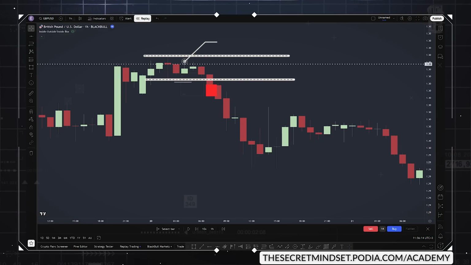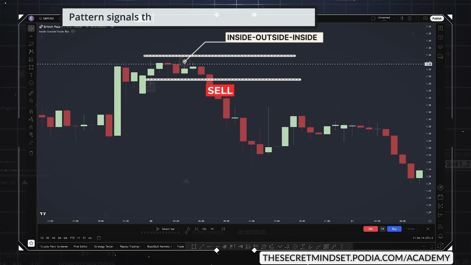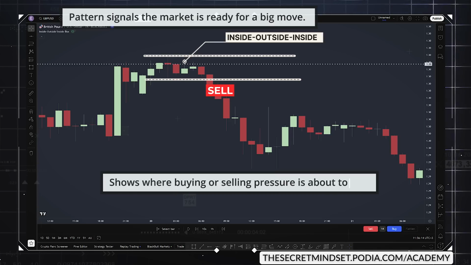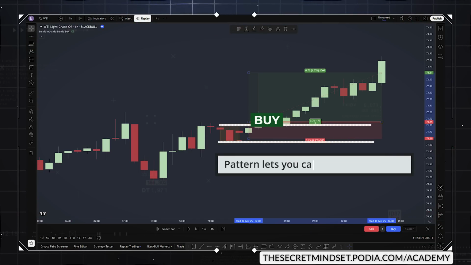You see this most on lower time frames, but it can show up anywhere. It means the same thing. The market is ready to move big. Patterns like this highlight points in market structure where buying and selling pressure is about to tip over. Most traders ignore this pattern, but it works. If you learn to spot it, you can catch eruptions before the crowd even notices.